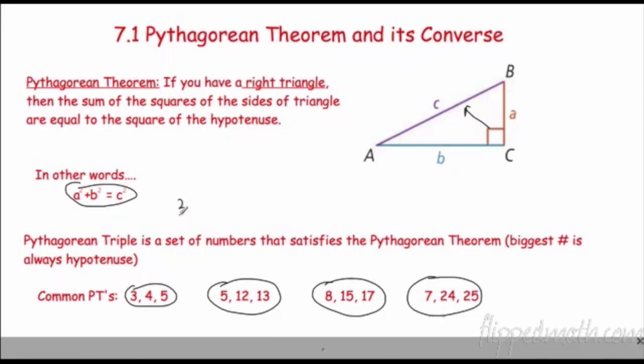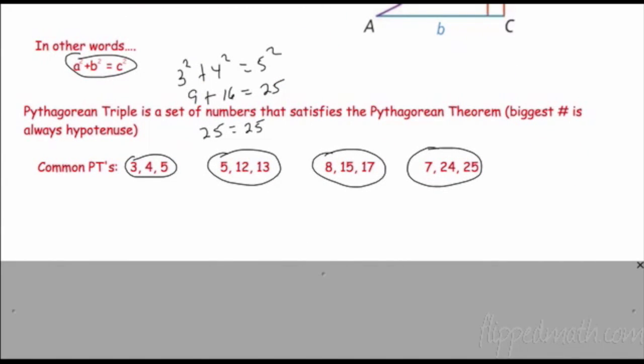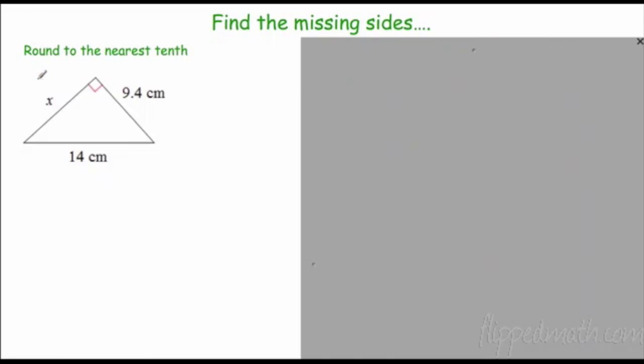So in other words, 3 squared plus 4 squared equals 5 squared. 9 plus 16 equals 25. So yes, 25 indeed is 25. All right, so it's the side squares that really matter there. Okay? All right, let's just get right into it and try some here.